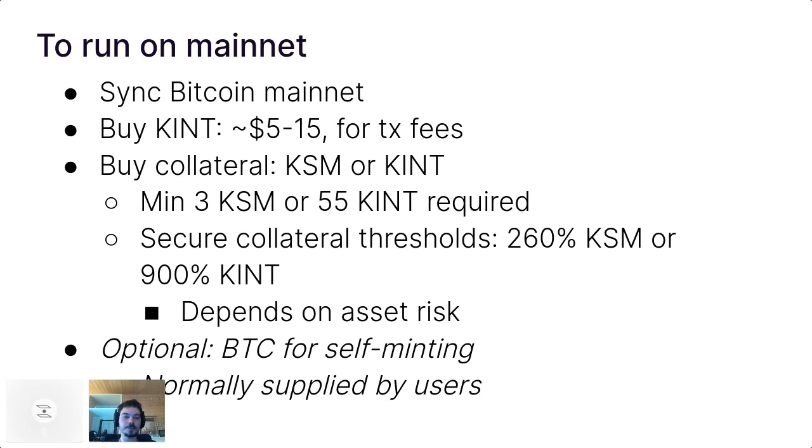You should also keep in mind the actual secure collateral thresholds for the vault. As mentioned earlier, for KSM, it's going to be 260%. So if the value of your collateral is less than 260% of the Bitcoin that you have in custody, you will not be able to lock additional Bitcoin. And for Kint, the threshold is currently 900%, which is considerably higher.